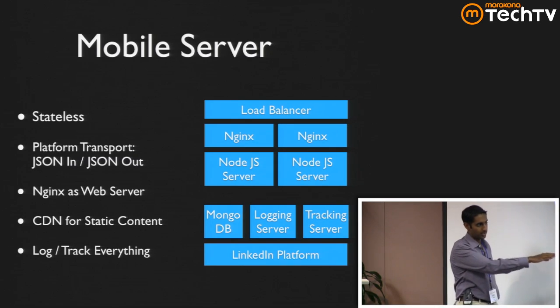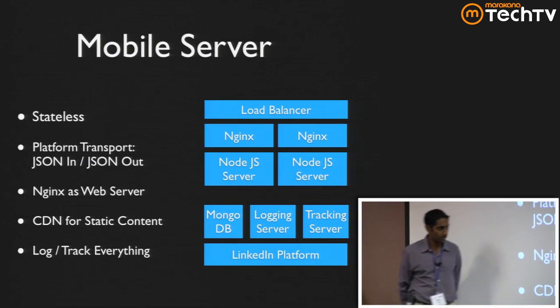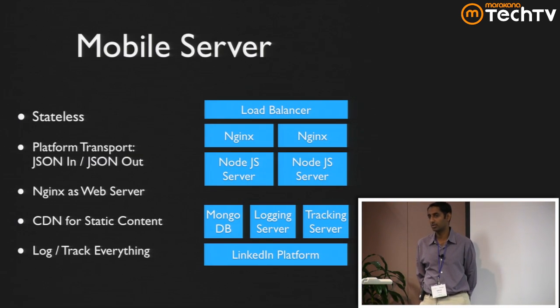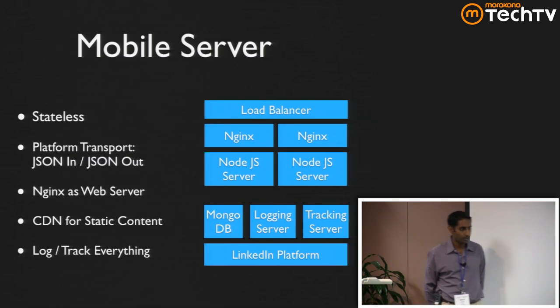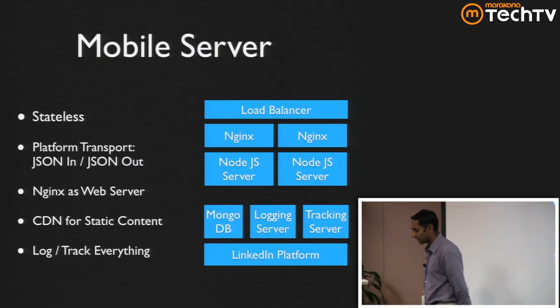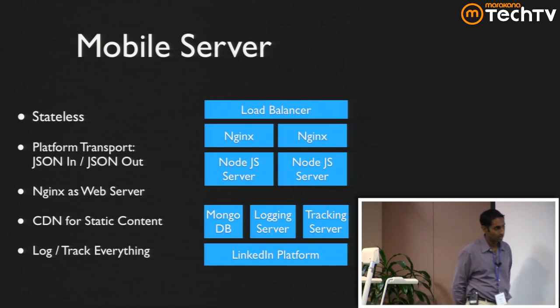So the Node.js servers then talk down to a few different things. MongoDB: we don't actually use MongoDB for a ton. We use it to store our authentication keys, effectively cookies to look up a user. But all of the real data is stored behind the LinkedIn platform, and a lot of that data is stored in a variety of databases. We use MySQL, we use Oracle, we use Riak, we use Voldemort. It just depends on the use case.